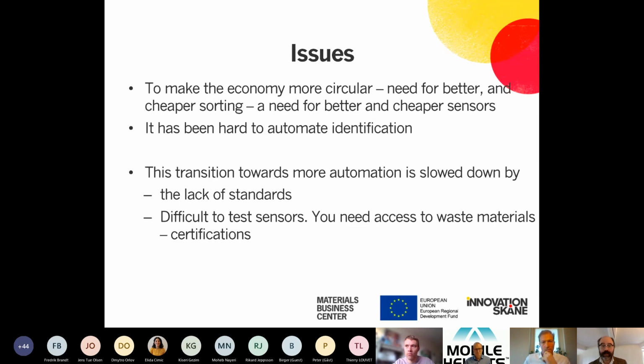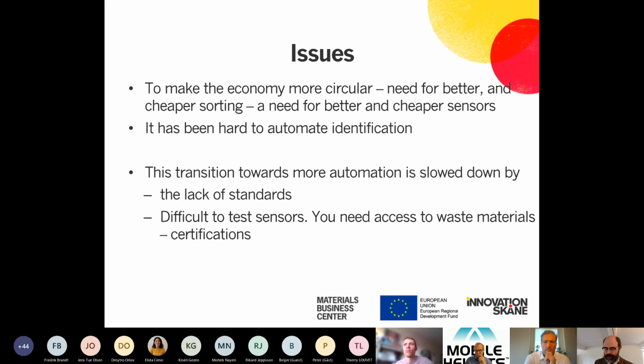But it has been hard to automate identification. Digitalization went through the easiest markets first, media, banking. This is actually pretty hard because the material might be dirty, it might be different colors, it might be different shapes. And first you need to identify, and then you need to sort, and it's really difficult. But on top of that, there are some additional issues that we are trying to address with our testbed. There is a lack of standards for sensors, both on the hardware side, you connect it with a USB or with some other cable, but also on the software side, there is no Android for identification sensors.